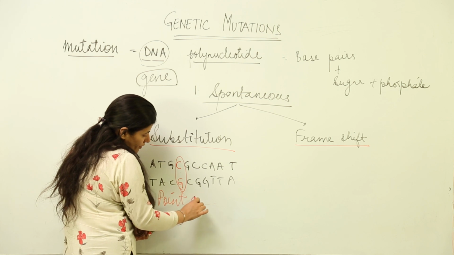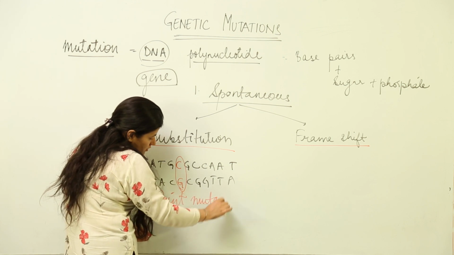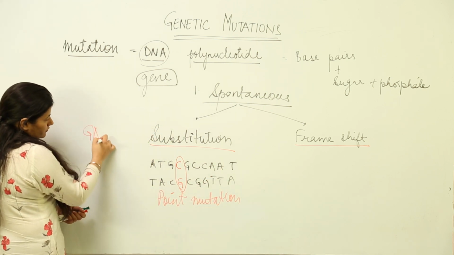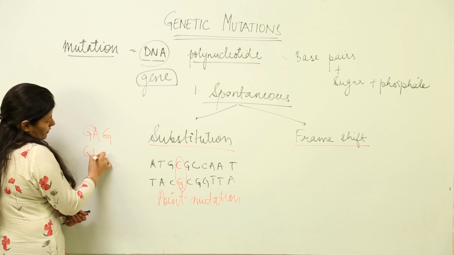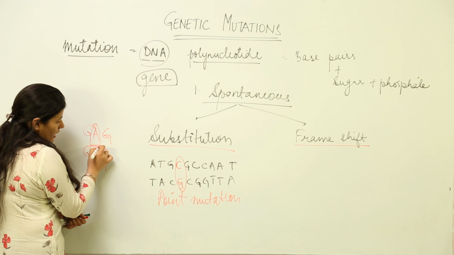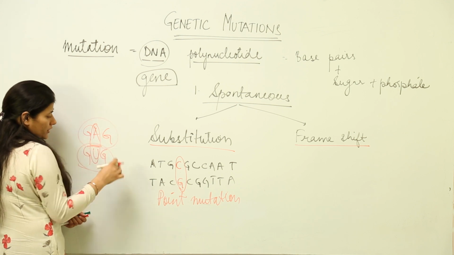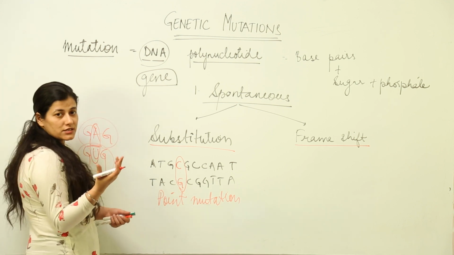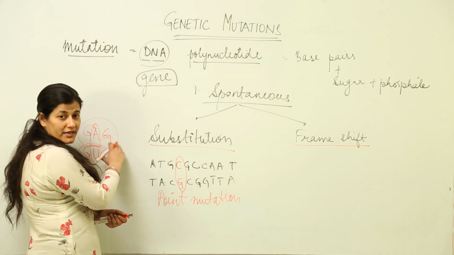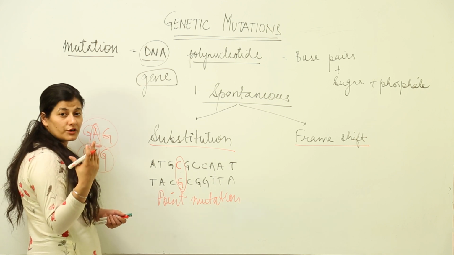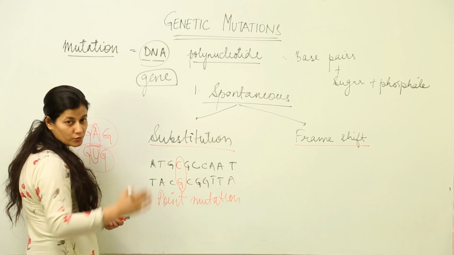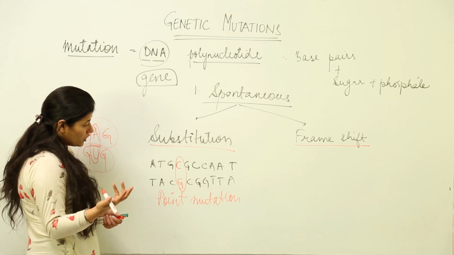One classic example of point mutation is sickle cell anemia, where GAG is replaced by GUG. This single change from A to U, in terms of amino acid sequence I am talking, replaces glutamic acid with valine, and that is responsible for giving a sickle shape to the RBC. So you see, one point change is bringing so much change in the entire body composition.